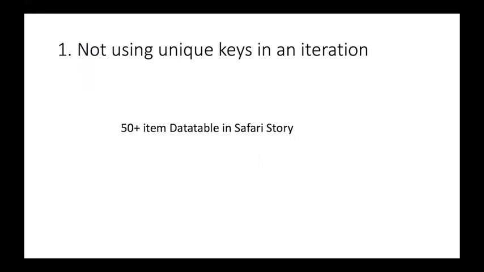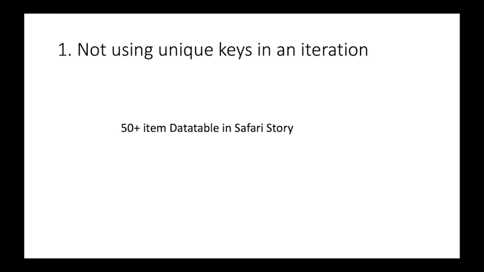So the first mistake that I have made was not using a unique key in an iteration, and more specifically, a Lightning data table. So I have a short story about that. We had a data table. It probably had 200 different rows in it. And the rows would update if you made a change. Certain fields would update, and for some reason we were testing it in Safari, which is what the users on the road used on an iPad, and the data table took maybe 2 minutes to render.